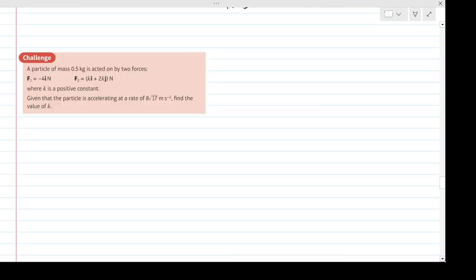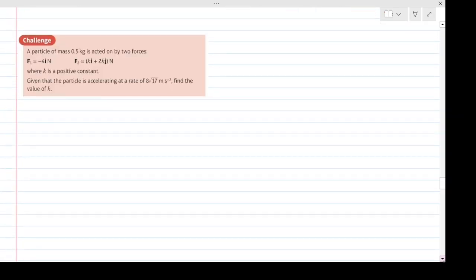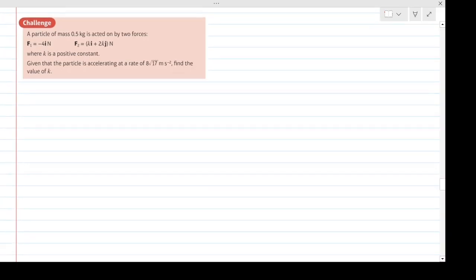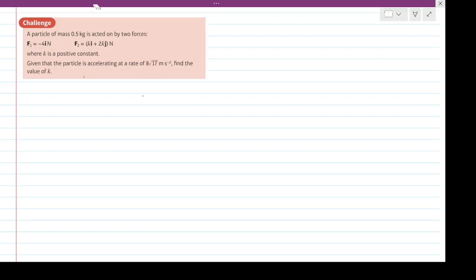Cool. Okay, I'm going to finish off with this exam question now. Again, this is perfectly doable. Pretty similar to the last few questions. You should be okay with this, but let's go through it. So we're told a particle of mass 0.5 is acted on by 2 forces. Given that the particle is accelerating, this is the acceleration. We need to find k.